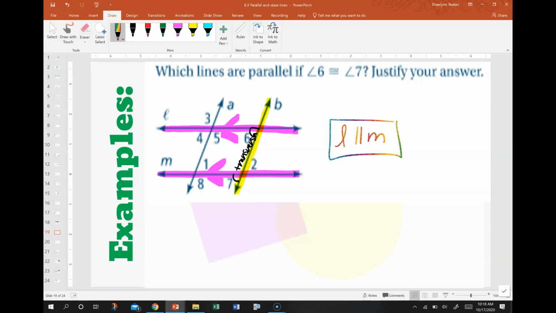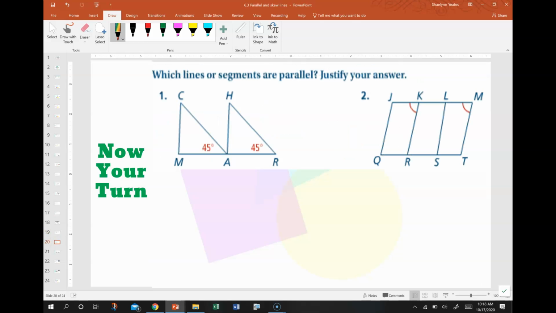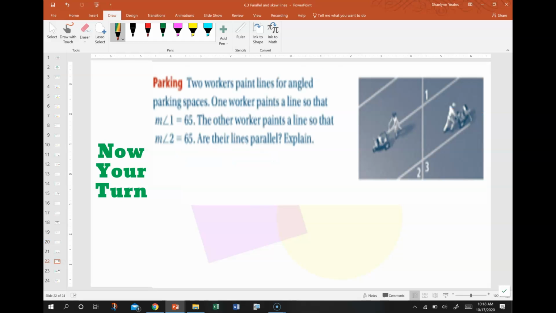Okay, I want you guys to use that same logic right here on these two problems. You're given two angles are congruent, and you're supposed to figure out what lines, based on that information, you can say are parallel. Okay, there are more lines on those pictures than are necessary, so you actually have to do some thinking there.